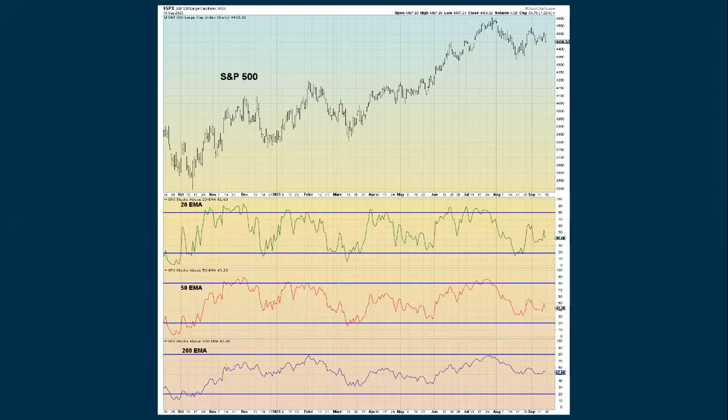We have a moving average study. And again, this starts in the short term because we have a 20-period exponential moving average, then a 50 and a 100. And we're not getting any kind of an extreme positive or negative reading currently.